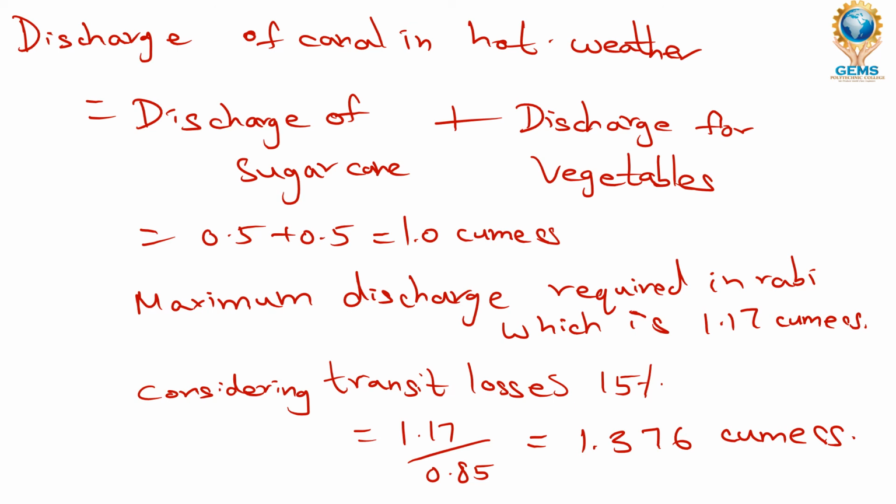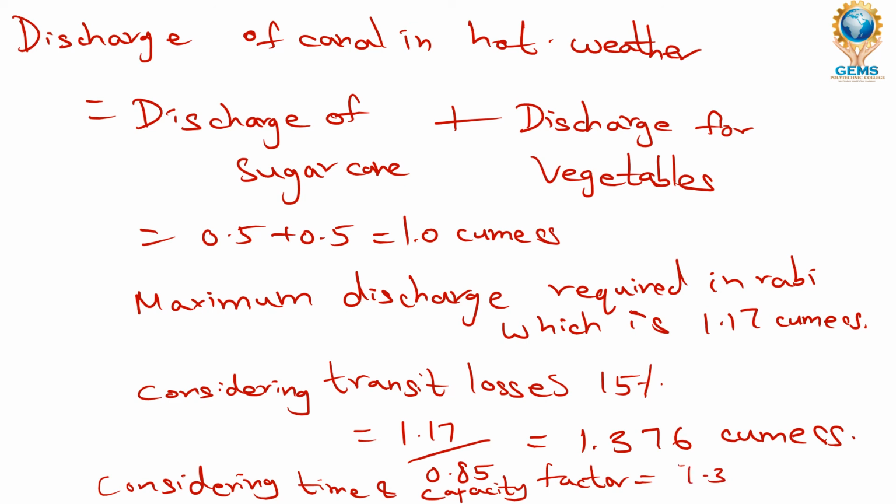Kindly note it. Also, if you consider the time and capacity factors which are given in the problem, the discharge value will be 1.376, this value from the losses, multiplied by 0.7 into 0.8. Like this you have to put in and find the value, which is 2.45 qmax. This is an important sum. Kindly revise it, this may be asked in the exams too.